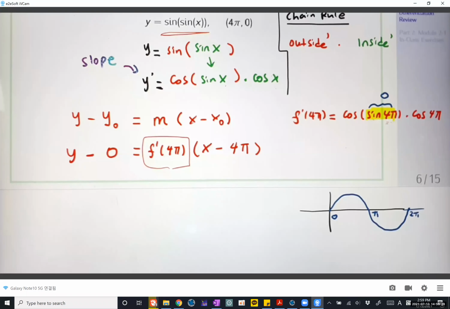Henry and James. Okay, good. Thank you, James. 180 degrees is just pi, so 360 degrees is 2 pi. Yes, that's correct.